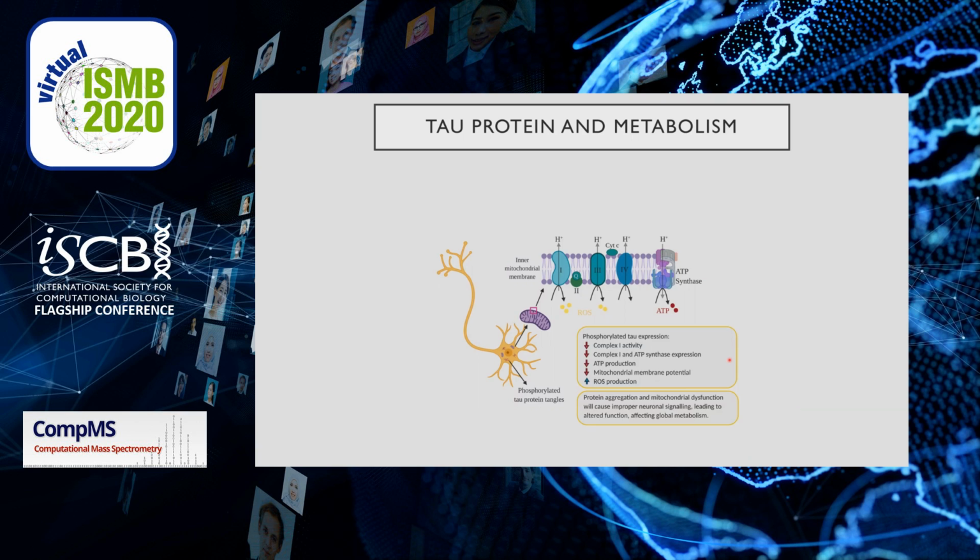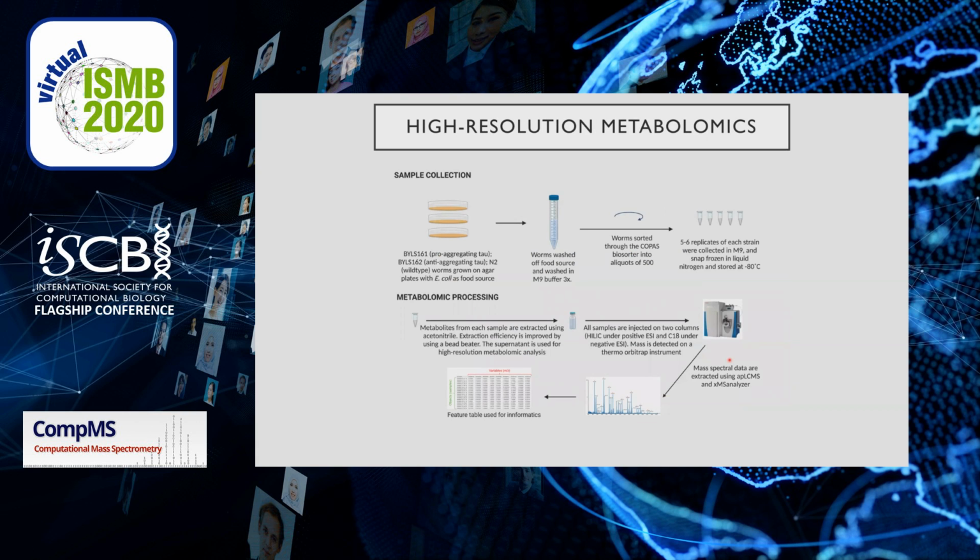To uncover the global metabolic effect of neuronal phosphorylated tau protein, we use the model organism C. elegans. Specifically, we use the BR5270 strain, which pan-neuronally expresses the aggregating fragment of human tau, and we use its control strain BR5271, which expresses an anti-aggregating form of the protein. To measure the effect of pan-neuronal aggregating tau protein on global metabolism, we use high-resolution metabolomics in C. elegans as developed by our lab in collaboration with the clinical biomarkers lab at Emory University.